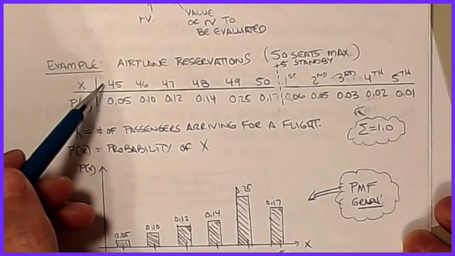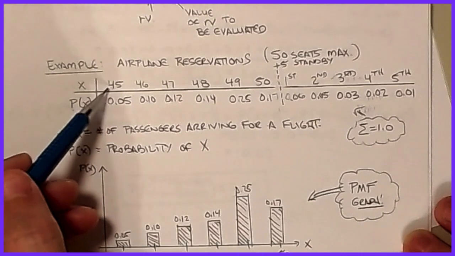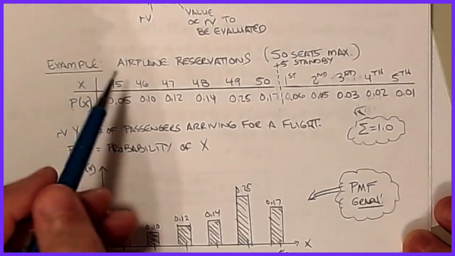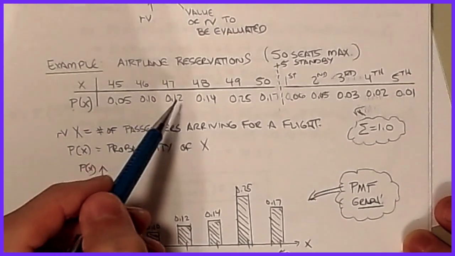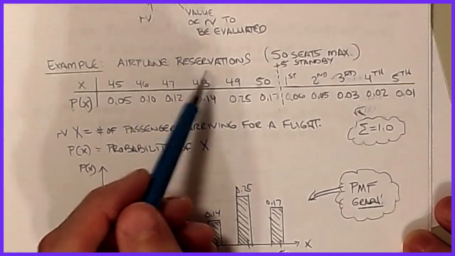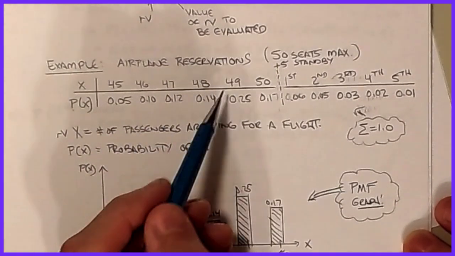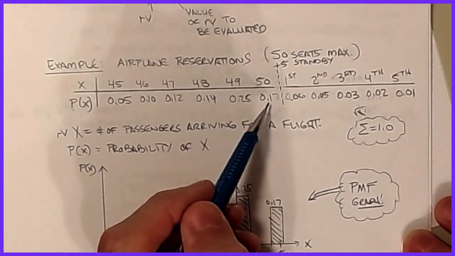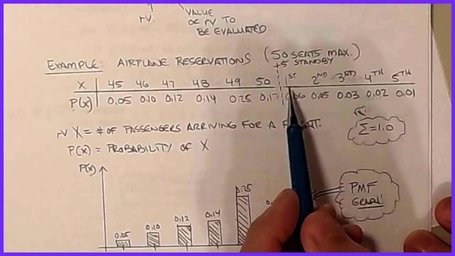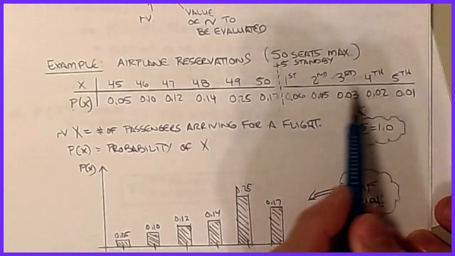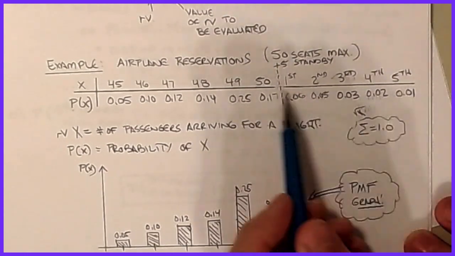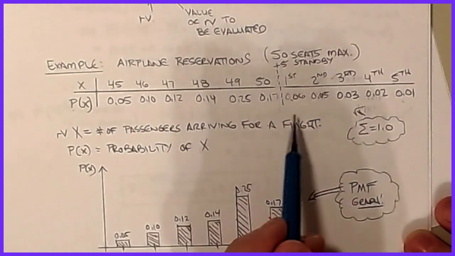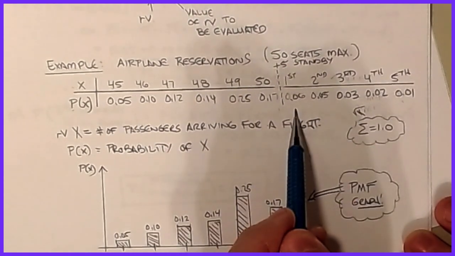At 45, the probability of 45 people showing up for a flight on this plane is taken as 5%. 46, it's 10%. 47, it's 12%. 48, 14%, and so forth and so on. Then 49 goes up to 25%, and then 50 is 17%. And then, of course, we also have the probabilities of these standbys being able to get on. So if you're the 5th standby, you've got a 1% chance of getting on this flight, whereas if you're the 1st standby, you get 6%.